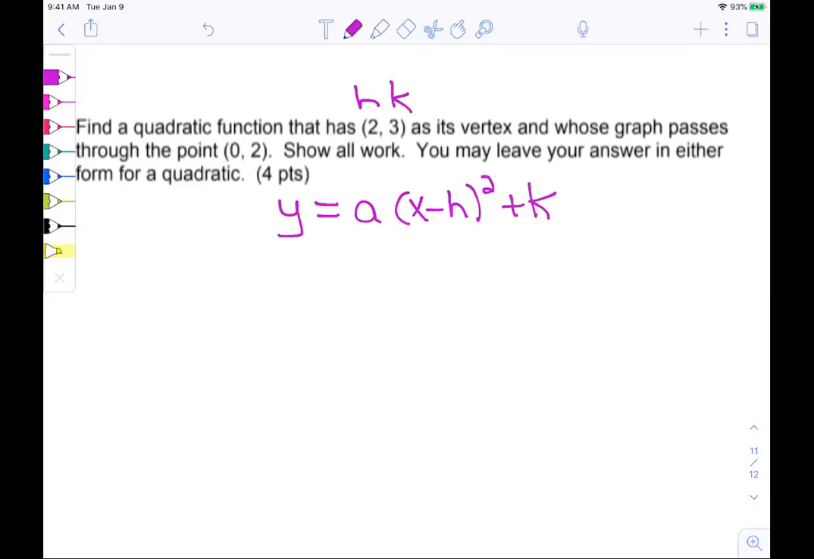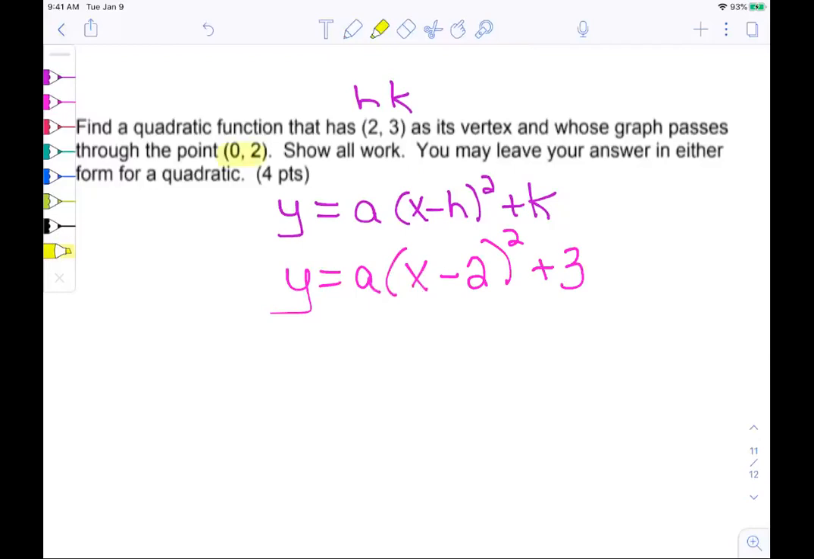So Jeremy, how do you think you could start finding a quadratic function that has a vertex at (2, 3)? You could plug in the 2 for h and the 3 for k. Yeah, so plugging in the 2 for h, don't forget it's still squared, and the 3 for k. I don't have an a, b, and c value, so that's why I wouldn't want to use the other form, the general form. The numbers they give me are h and k. It also says that this graph passes through the point (0, 2).